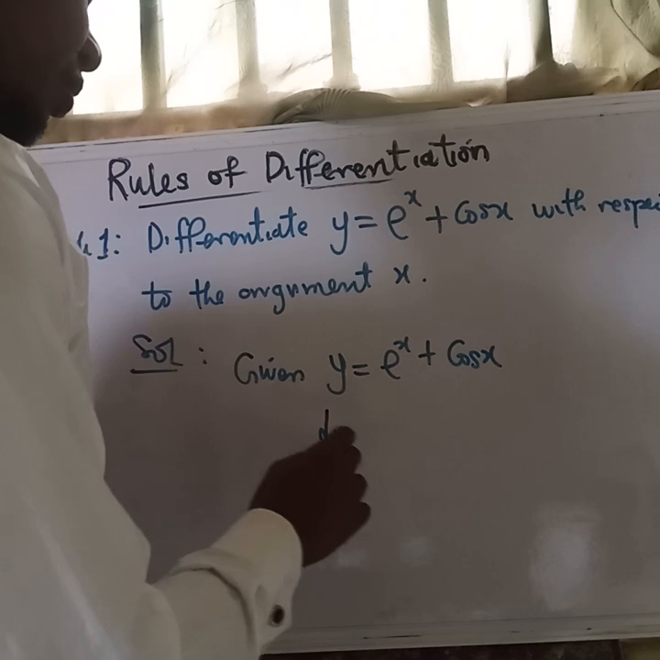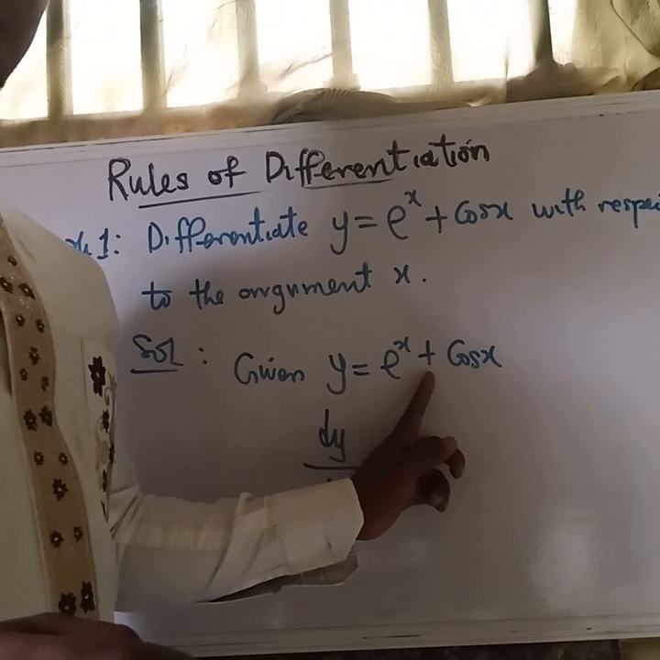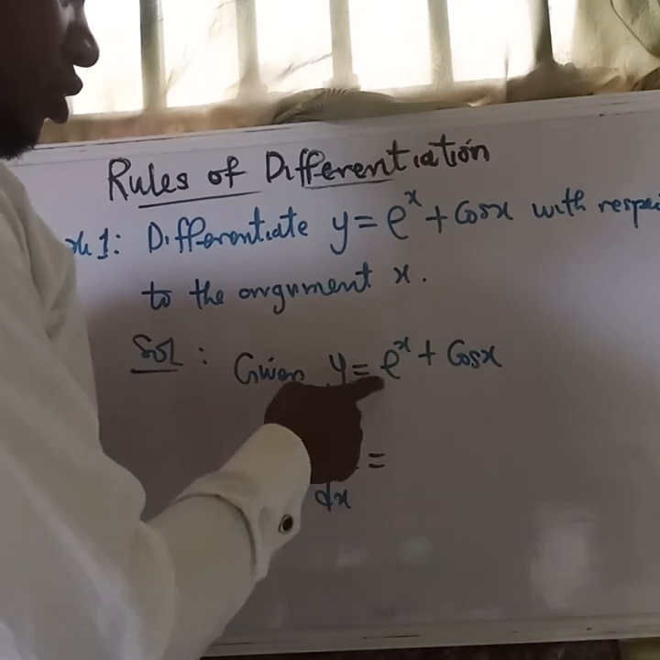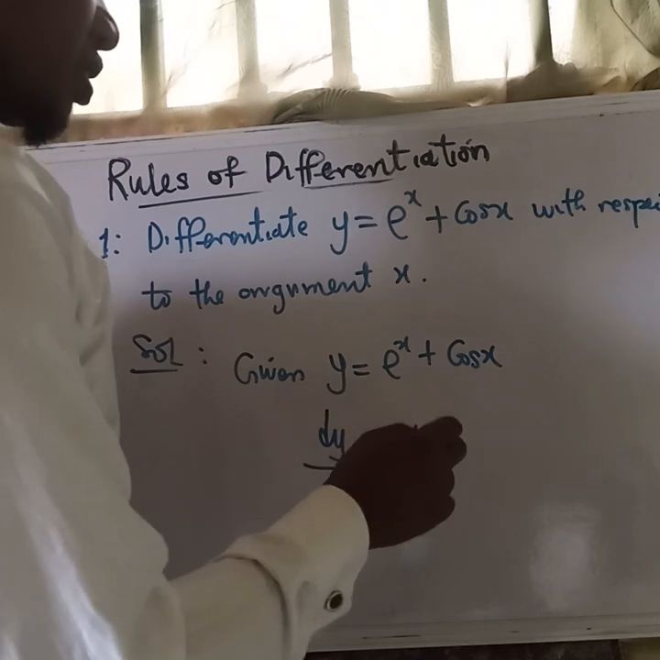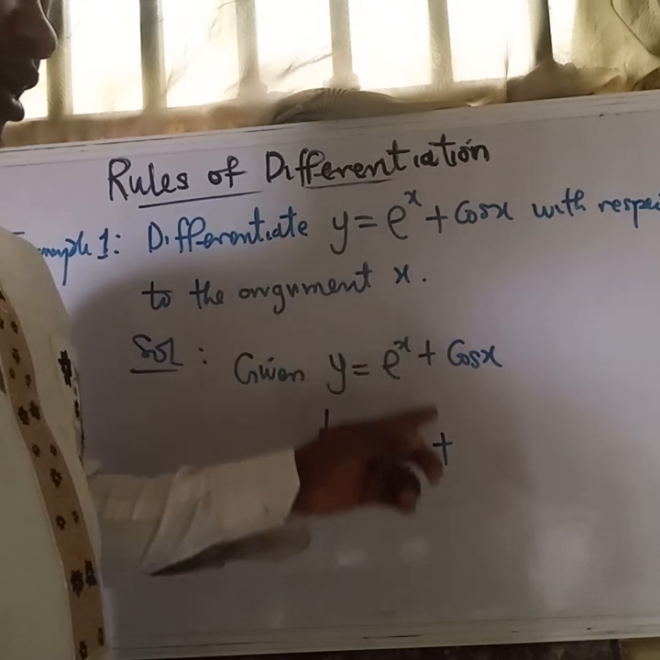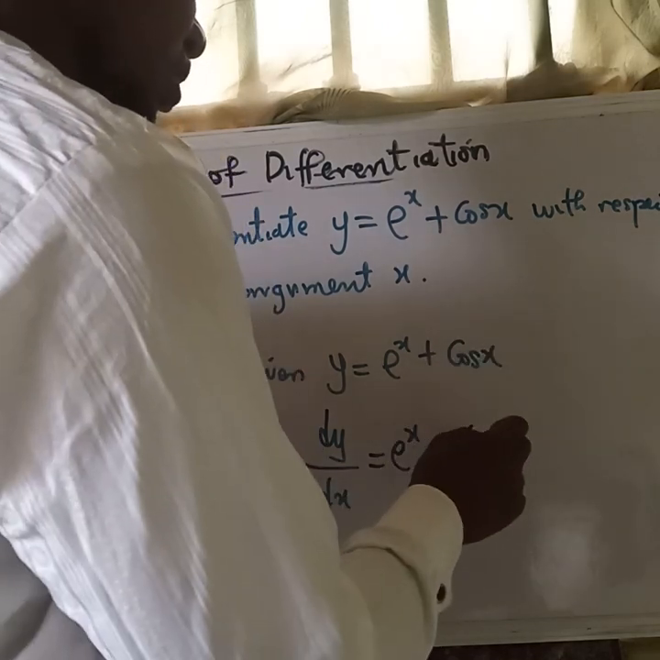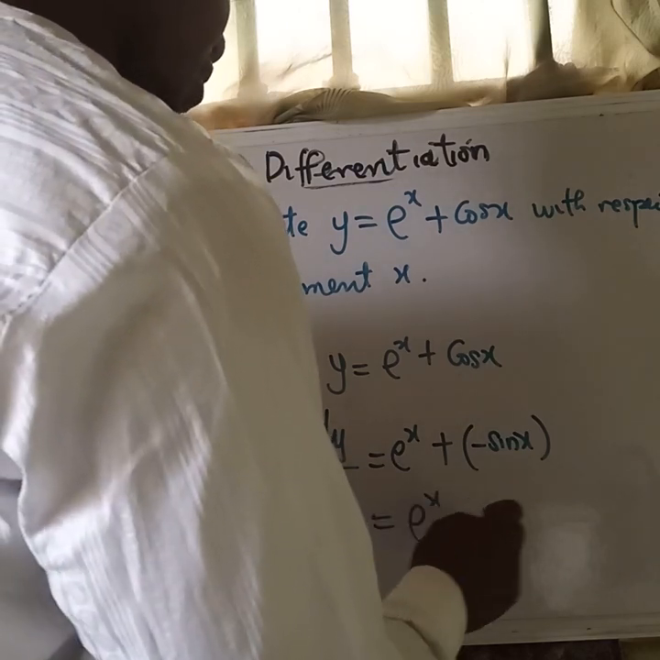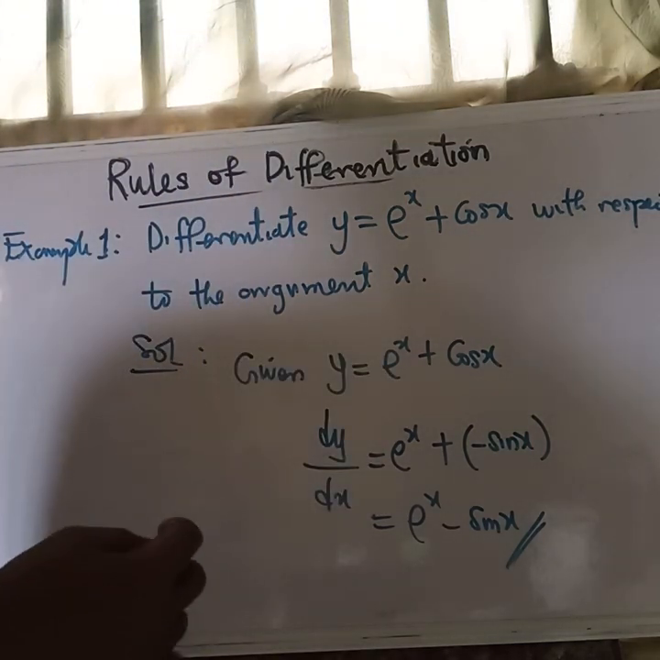So if we apply the sum and difference rule here, we have chosen the operation to be sum. The derivative of exponential x with respect to x is exponential x, just the same way, the rules preserve the sign. This plus sign will remain, and when we differentiate cos x with respect to x, this is negative sin x. So we'll open the bracket here. This is how we apply the sum and difference rule.